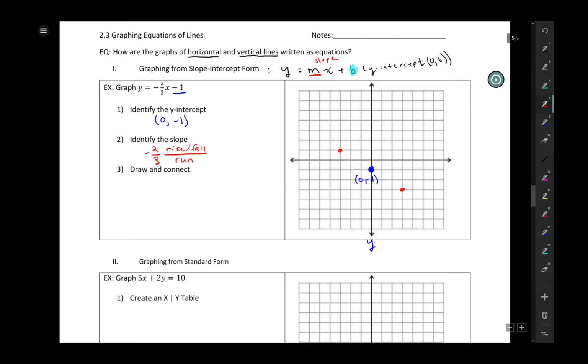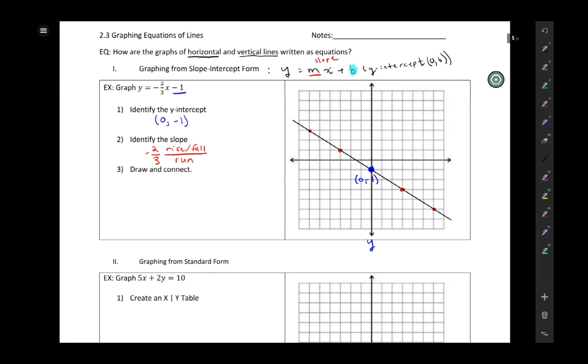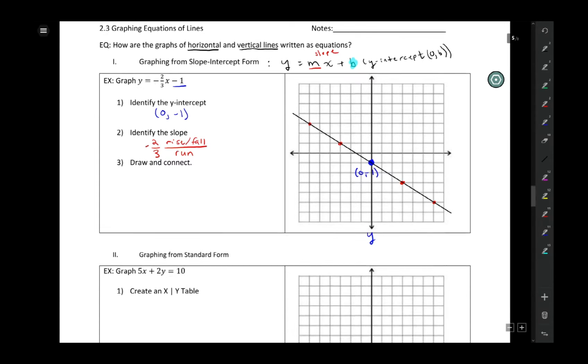Okay, you could do that a few more times if you'd like, but just know that they should make a rather nice straight line. And that's about it. So connect the points. You have a few more there, and it's no problem.